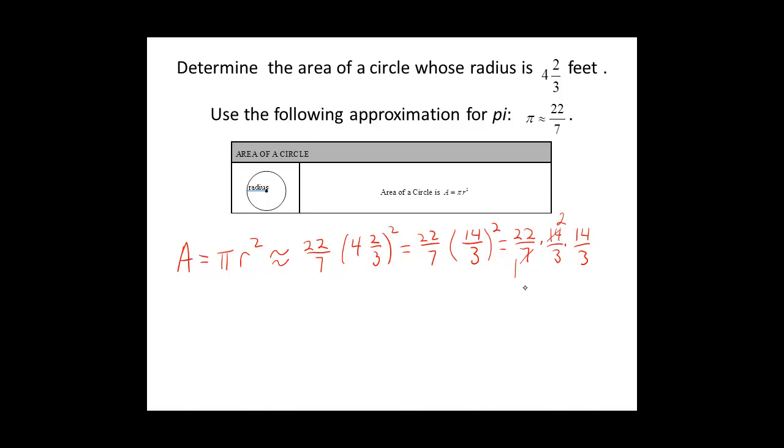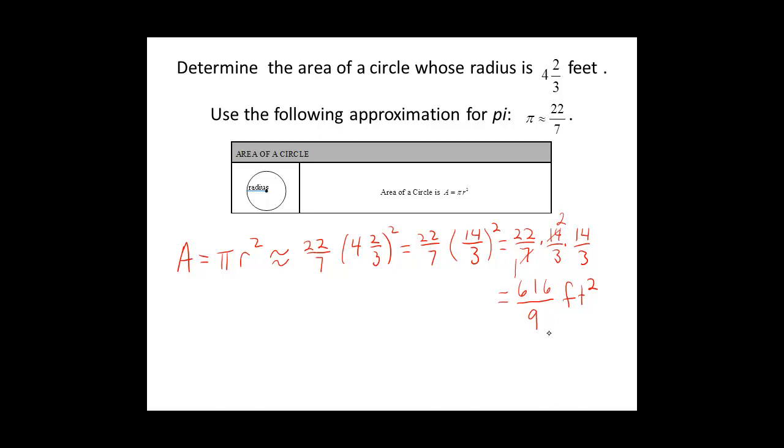There aren't any other factors in the numerator and denominator that we can divide out, so we will multiply the numerators together and the denominators together. 22 times 2 is equal to 44, and 44 times 14 is equal to 616. Our denominator will multiply those together. 1 times 3 is 3, times 3 is 9. Our units are feet, so for area we get feet squared. So this is our answer as an improper fraction.